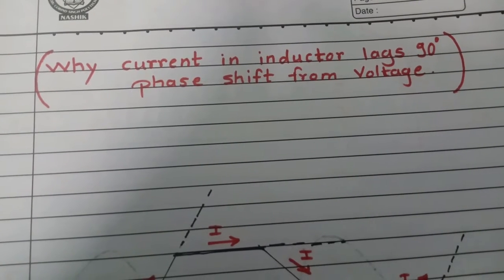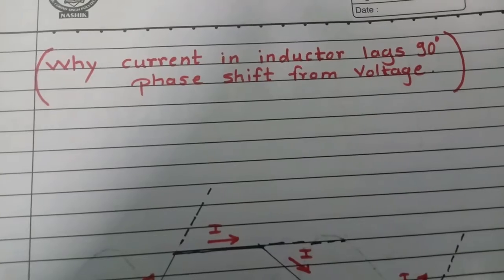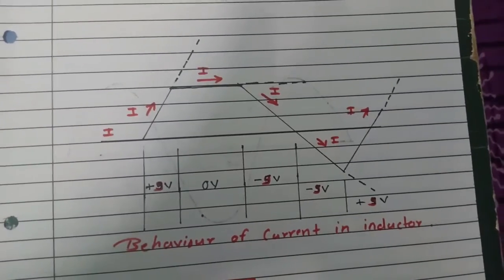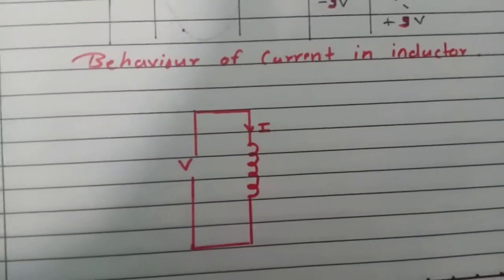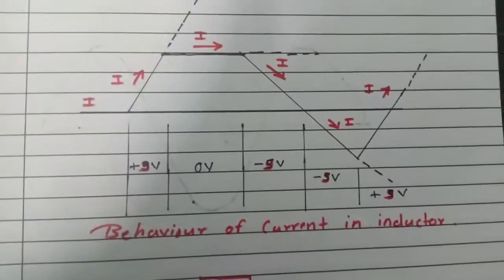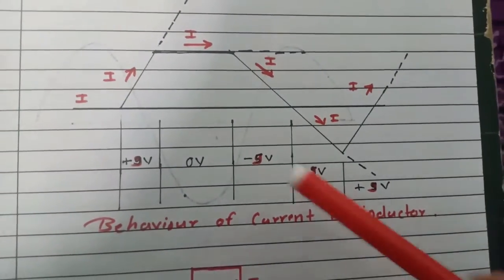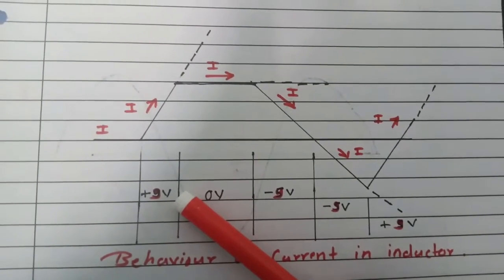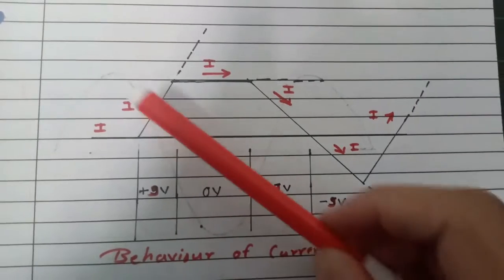Why does the current in an inductor lag the voltage by a 90-degree phase shift? First of all, we have to understand the behavior of current in an inductor. This is an ideal inductor connected in a circuit. First, I give a plus 9 volt supply to the circuit where the inductor is connected.